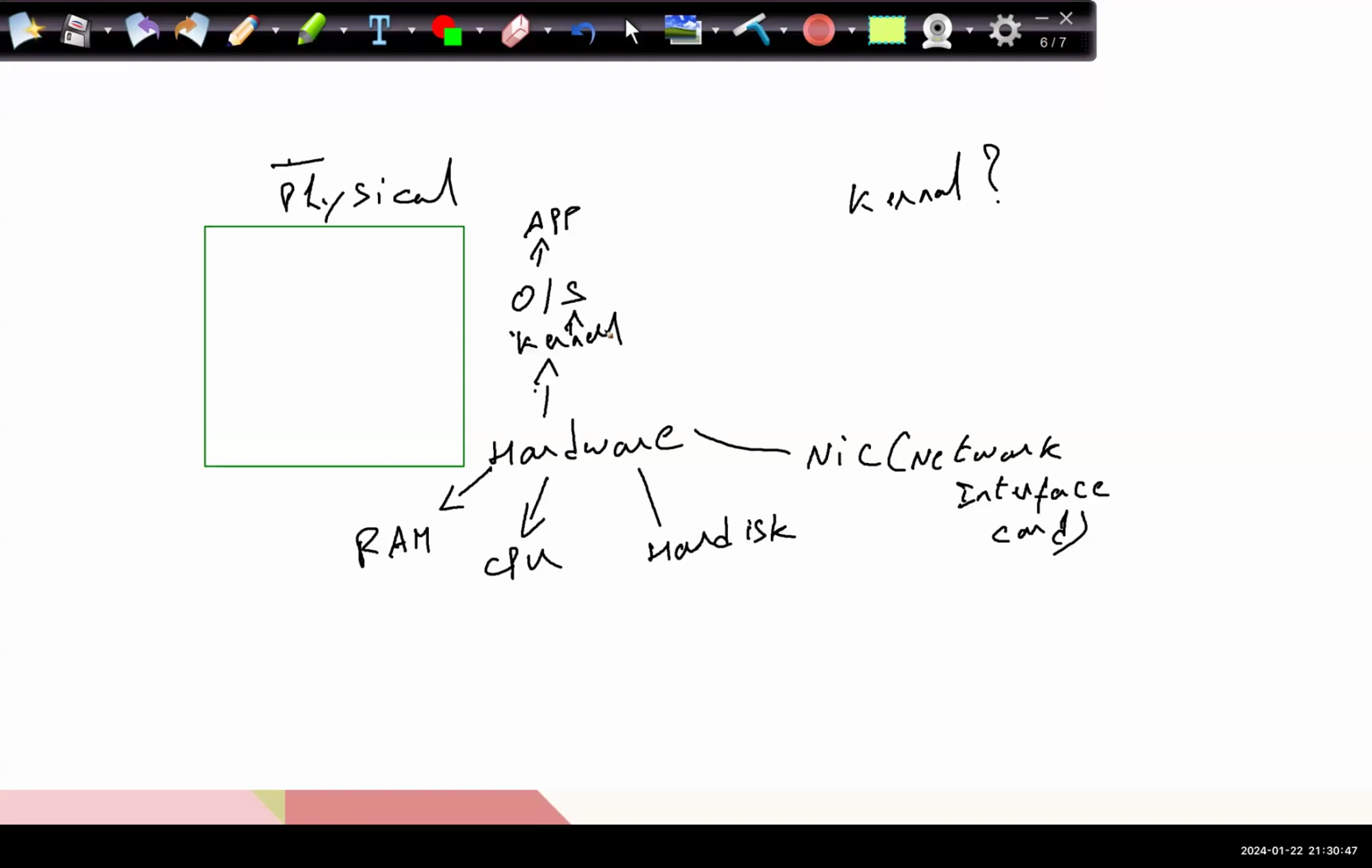What does this kernel do? Let's have a look at it, okay? So we have got this physical box, and here is my operating system, which I have installed, which obviously has a kernel as well, right? And then there is an application.